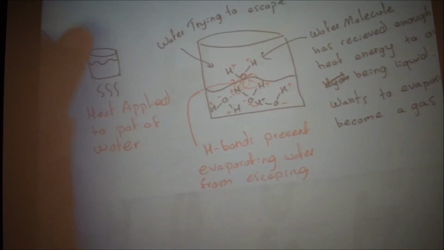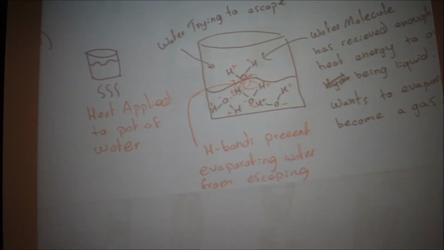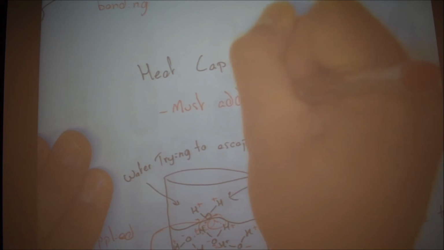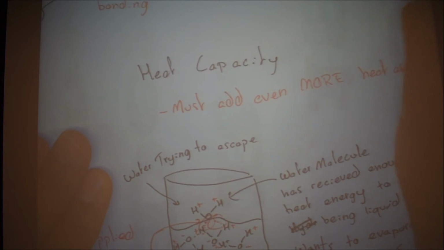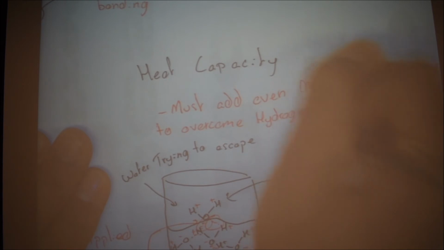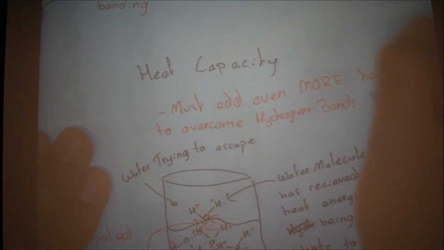So what does this mean about heat capacity? Why does it take a lot of heat in order to evaporate water? Well, the reason why is you have to overcome this event right here, this phenomena where the water's trying to escape, and now you have this extra force that's keeping it from escaping, right? So how do you overcome that? You have to add even more heat. So we must add even more heat energy to overcome hydrogen bonds between water molecules.